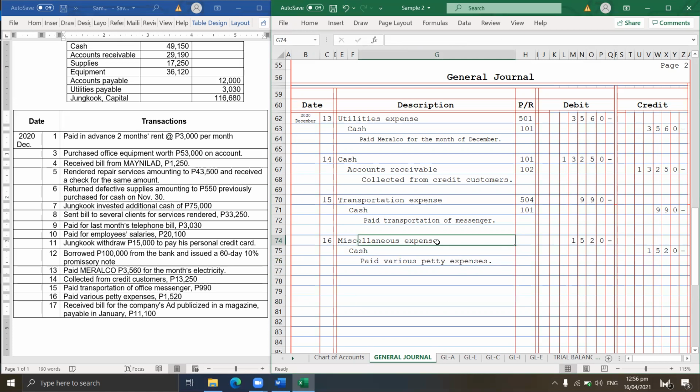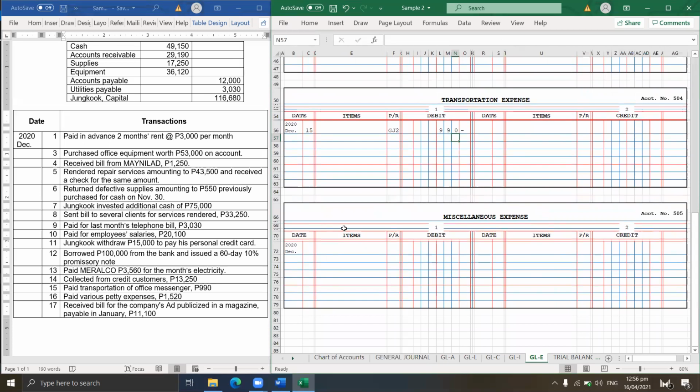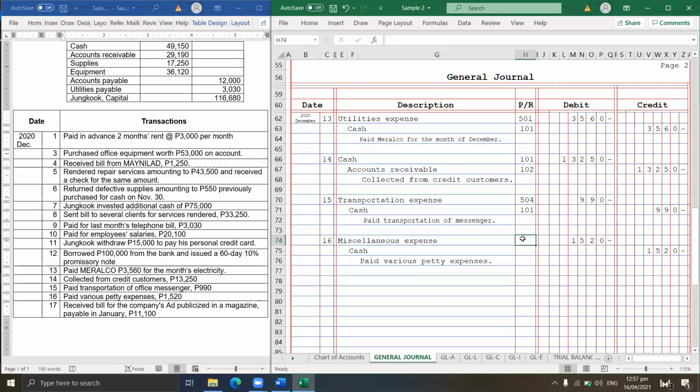Okay, so first for miscellaneous expense, debit 1,520. So ito po, no? So we have December 16. Okay, walang ilalagay sa items. For the PR, it's GJ2 pa rin. Then amounting to 1,520. Okay, so after posting, balik sa journal for account number 505. Okay, so we're done with posting the miscellaneous expense.